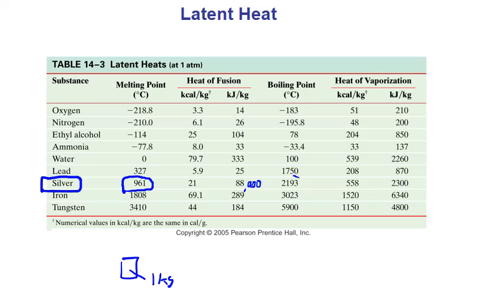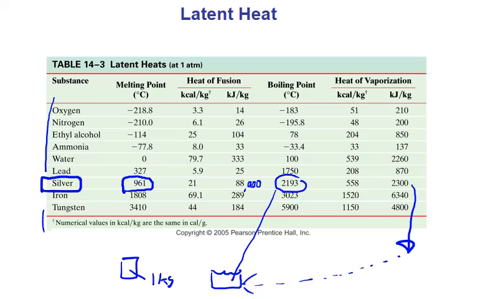Now, it's interesting, the boiling point of this, if you had liquid silver, is 2,190 degrees, okay? If you could get it to that point, and you put 2,300,000 joules into it, you can make this actually vaporize, which would be pretty crazy. So as we were dealing with this one here, you can see all these other values, right? Oxygen, nitrogen, water, lead, and so on.